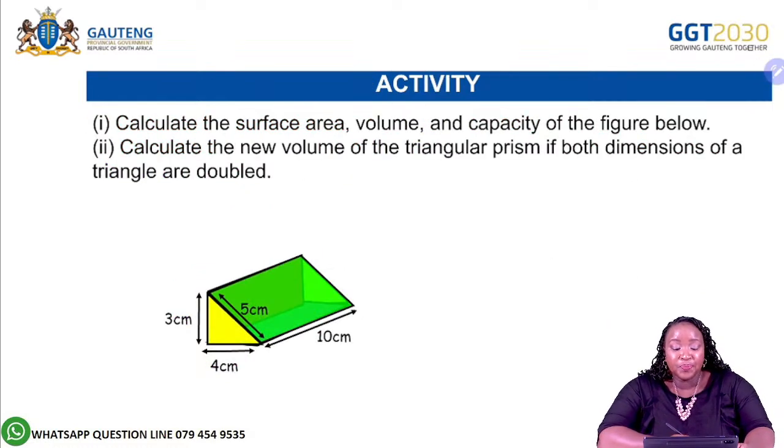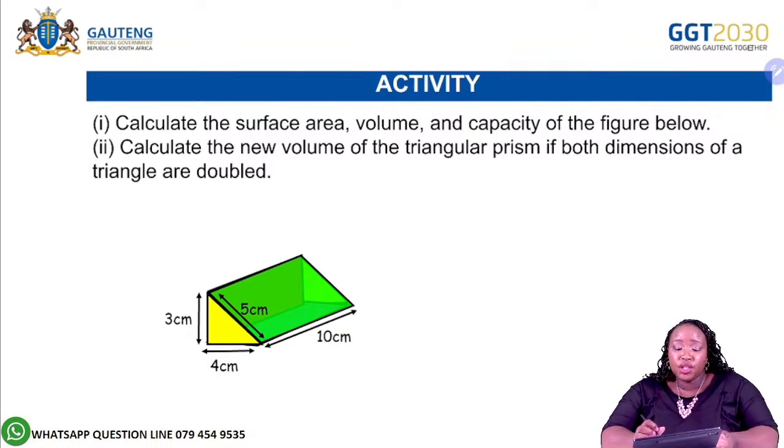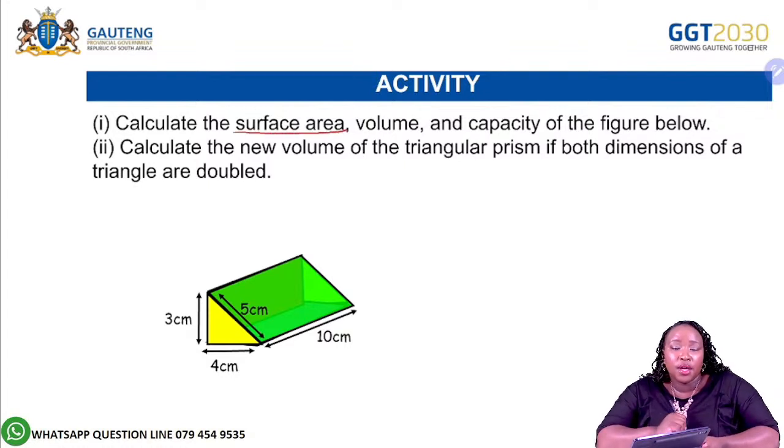All right, there's our activity. It says calculate the surface area, the volume and capacity of the figure below. You also have to calculate the new volume of the triangular prism if both dimensions of the triangle are doubled. Here I'm going to ask you to first calculate just the surface area. I'll give you 3 minutes to do that.